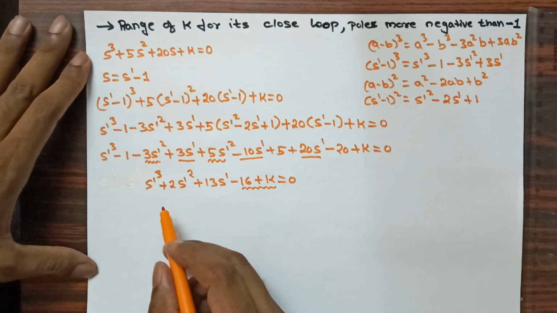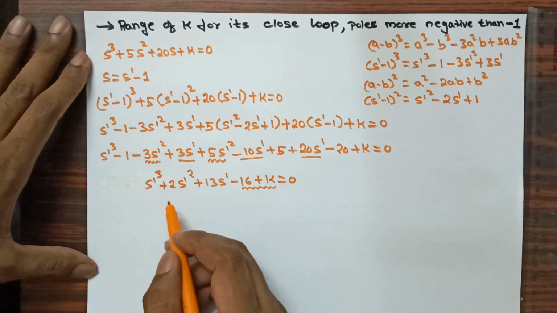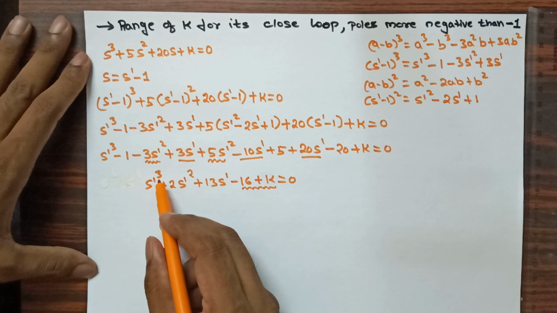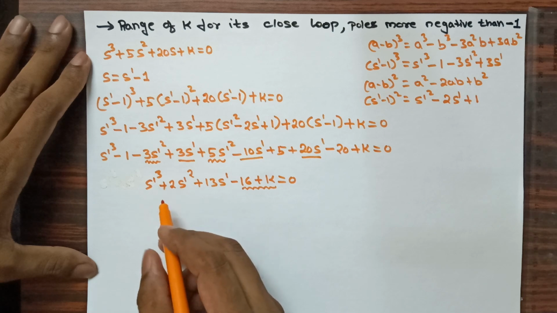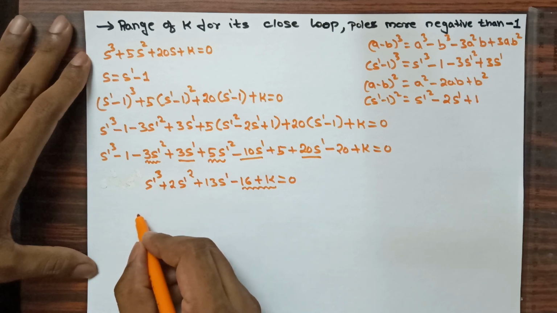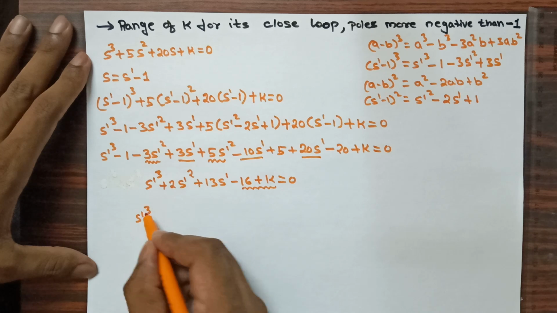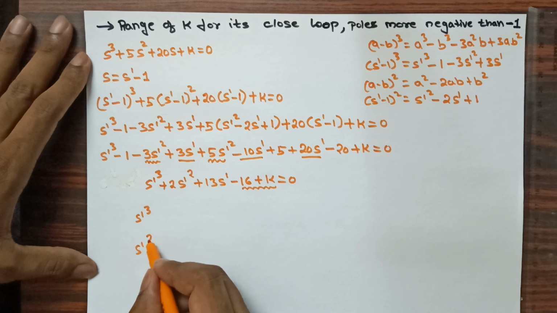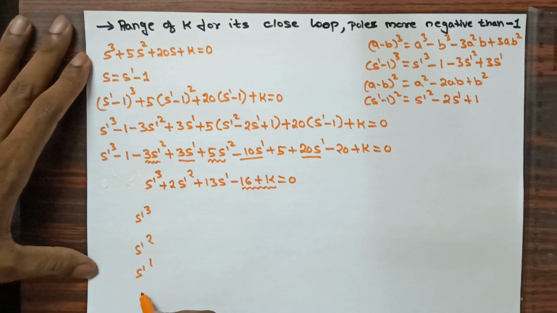That is, I need to consider first the highest power from this characteristic equation, and you can see in this s dash to the power of 3 is the highest power. That I am going to write first, s dash to the power of 3, and then the other powers I am going to write in decrementing order: s dash to the power of 2, s dash to the power of 1, and then s dash to the power of 0.